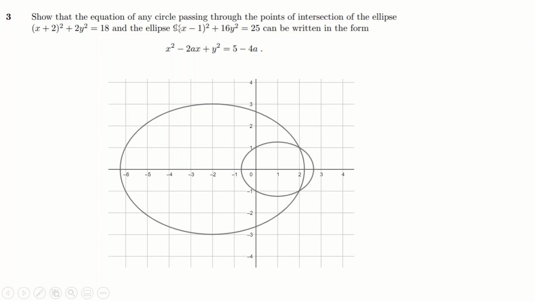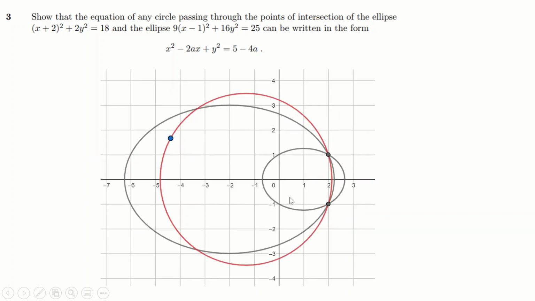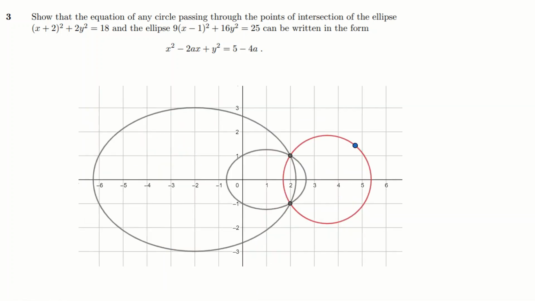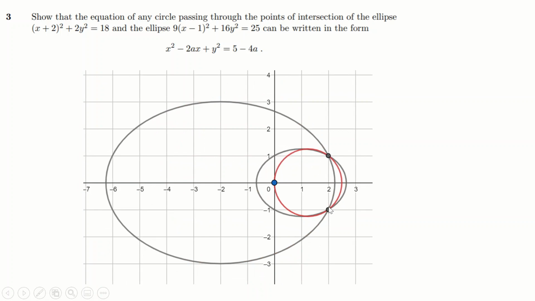You have two ellipses. I honestly don't know which is which, and they have points of intersection, which are clearly here and here. And you're trying to show that the equation of any circle that passes through these two intersection points obeys this law. So we're just talking about circles that pass through those two intersection points, whether they look like this or this or this, right? So we're just looking for some rule that apparently all of these red circles follow because they go through these two intersection points, right? So that's what the question is talking about.